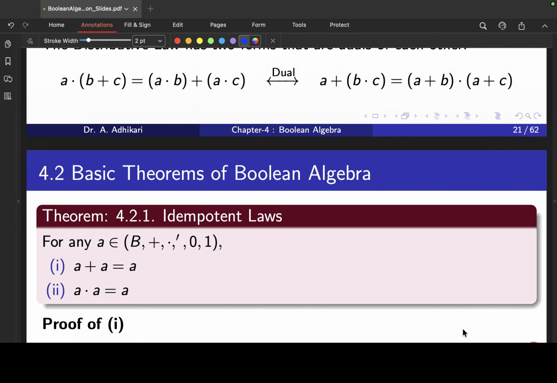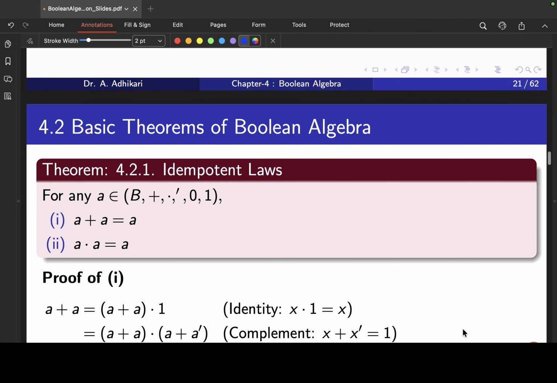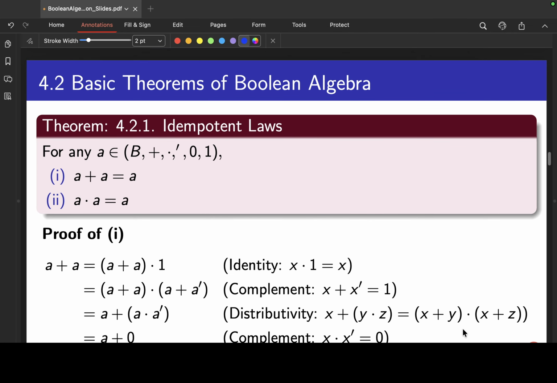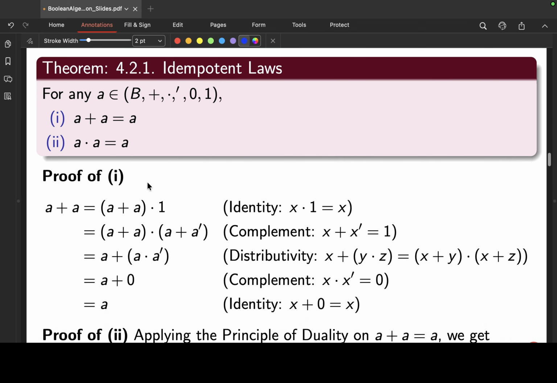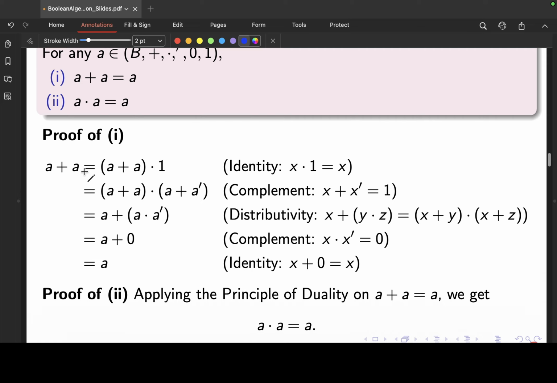We use this duality principle to prove the basic theorems on Boolean algebra. Theorem, idempotent laws. For any element A belongs to the Boolean algebra B, A plus A equal to A dot A equal to A. First we prove this. Part 1, A plus A equal to A plus A dot 1, because by the identity x dot 1 equal to x, so we can write this. So this A plus A dot 1 equal to A plus A.